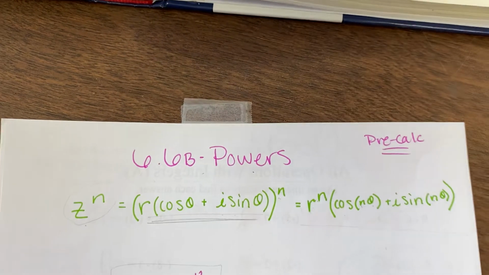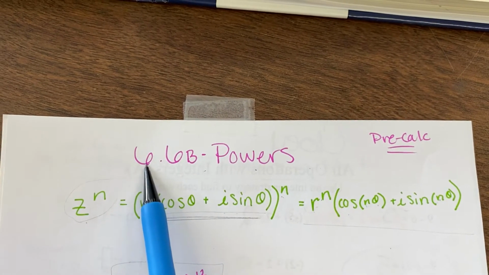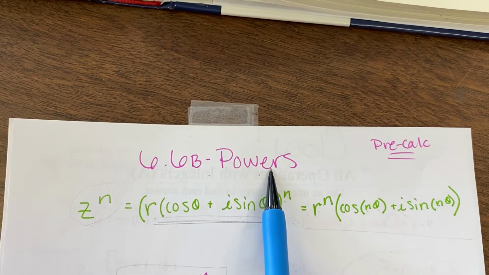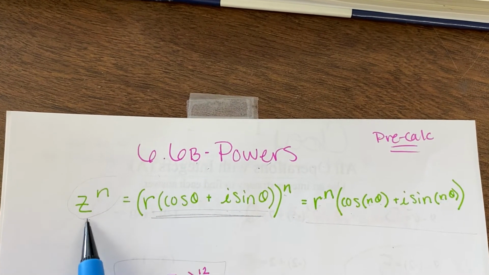All right, guys, last bit of notes for week 1. Today we're talking about 6.6b, that's powers of complex numbers, and the formula that your book gives you.